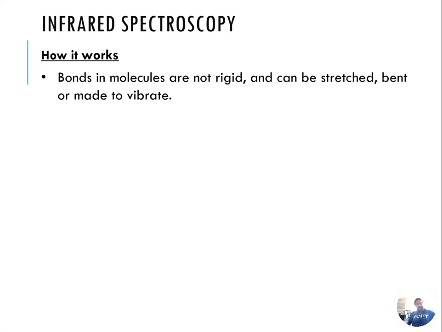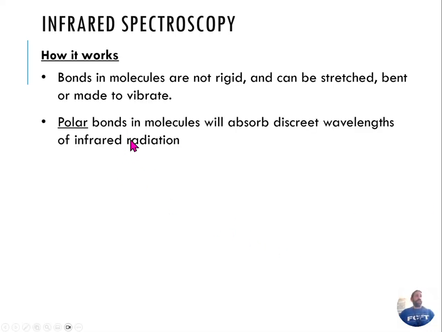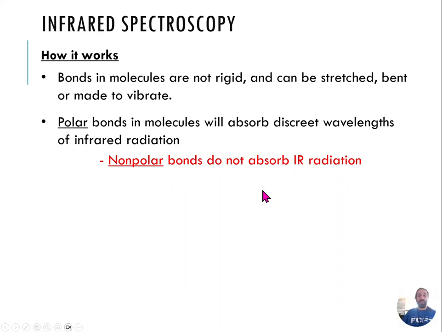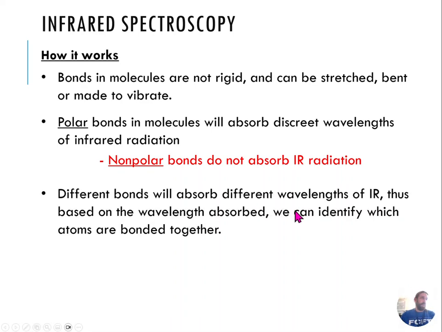All right, so anyways, I think I was saying that bonds in molecules are not rigid. They can absorb energy and be stretched, bent, or made to vibrate. So polar bonds in molecules will absorb discrete wavelengths of infrared. Remember, infrared is what we feel as heat. So this is actually how the greenhouse effect works. The carbon dioxide molecule, the carbon oxygen bonds in carbon dioxide, absorb that infrared, which causes them to vibrate and change the dipole moment. So non-polar bonds will not absorb infrared radiation. All right, so different bonds will absorb different wavelengths of infrared. So based on the wavelength of infrared absorbed, you can work out which bonds you have in your molecule.